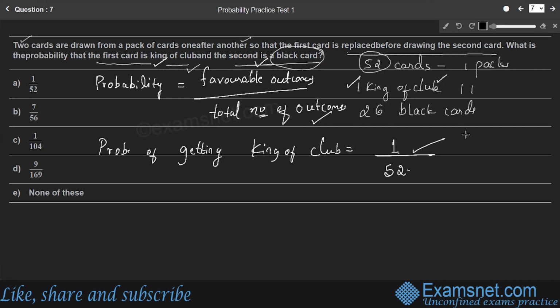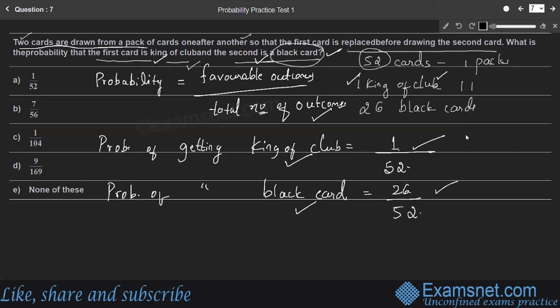Then probability of getting black card, right? So after first card, the second is a black card, right? Therefore, probability of getting black card. So there are 26 cards. So number of favorable outcomes are 26 out of 52, out of total number of outcomes, right? 26 by 52 is the probability of getting black cards, right? So here the question is 2 cards are drawn from the pack of cards. So we need to draw 2 cards. So first card should be a King of Club and second card should be a black card, right?